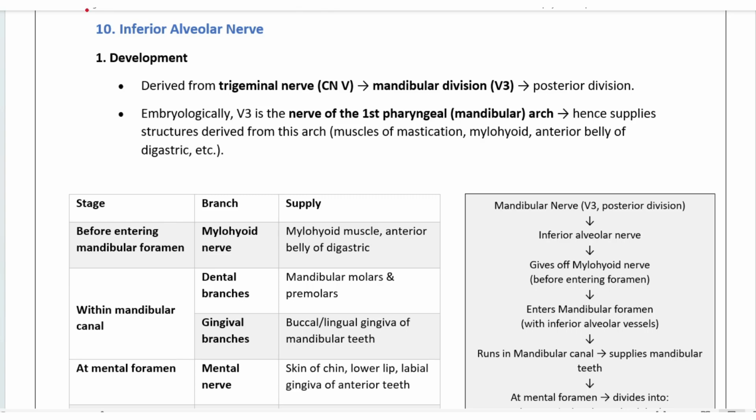Let's move on to the next question. We have inferior alveolar nerve. This is for 5 marks. So we'll write a brief intro that we'll talk about the development this time.